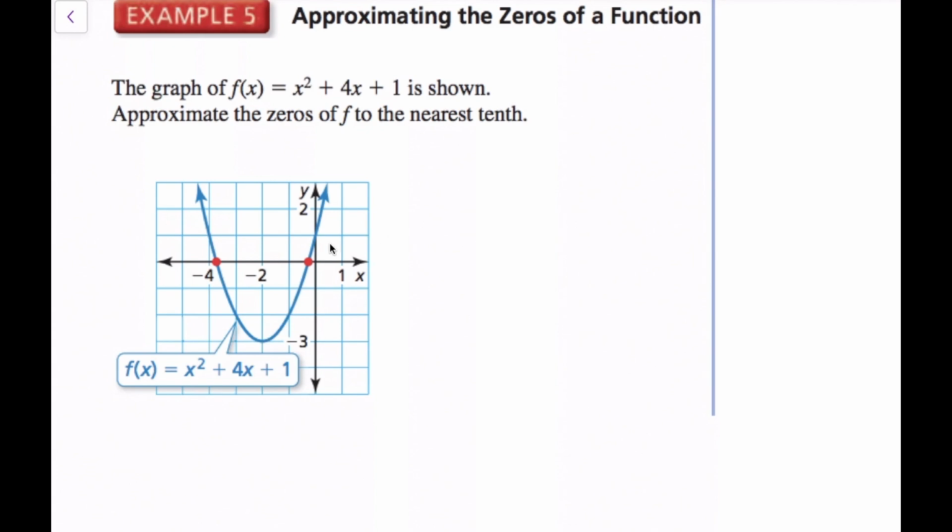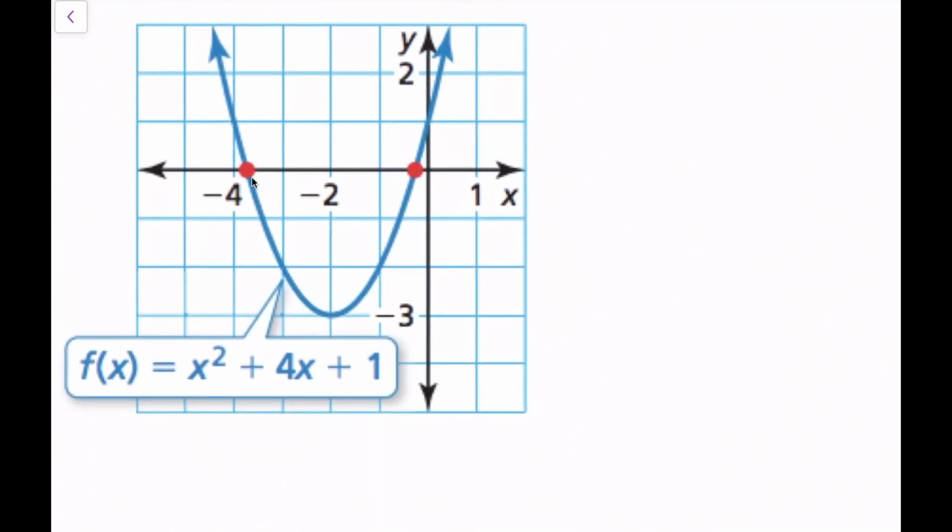Okay, so the graph of f of x equals x squared plus 4x plus 1 is shown. Approximate the zeros of f to the nearest tenth. So we're assuming that we would not have access to a graphing calculator, which would tell us the exact value. But we can look at the graph here, and we are given the function. So here's the graph, and I see that these red points are my zeros of this function, okay, the x-intercepts. So I can see that one of them is in between -4 and -3, and it seems closer to -4 than -3. And then this one is in between 0 and -1, so it seems closer to 0, okay?